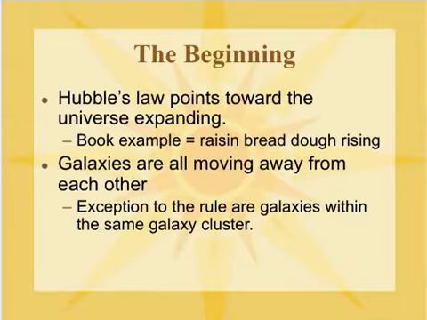So the traditional book example is raisin bread dough rising. So if you think about a chocolate chip cookie or something that's baking in an oven that has bits in it, as that starts to get bigger and expand, your cookie dough expands or rises, or your bread dough expands and rises, those raisins kind of all move away from each other. And so we know that galaxies are all moving away from each other.